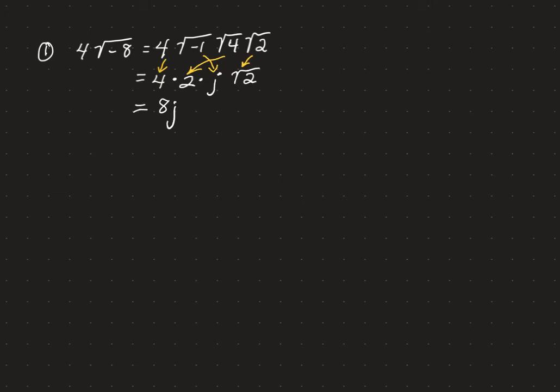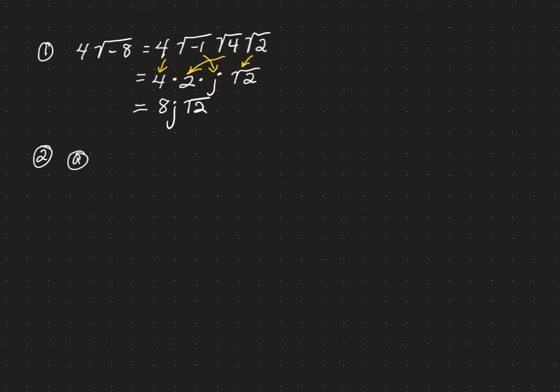So 4 times the square root of negative 8, which is equal to 4 times the square root of negative 1 times the square root of 4 times the square root of 2, which is then equal to 4 times 2 times j times the square root of 2, or 8j square root of 2.